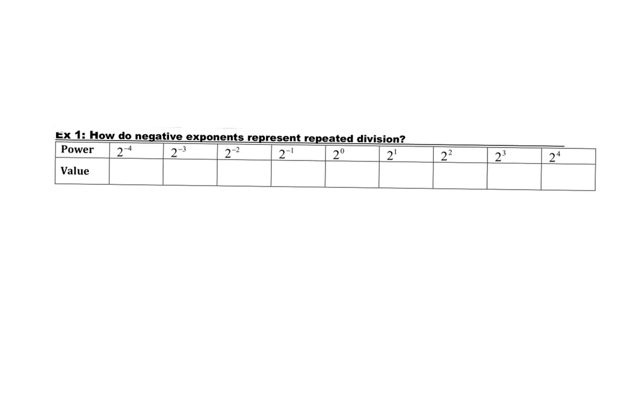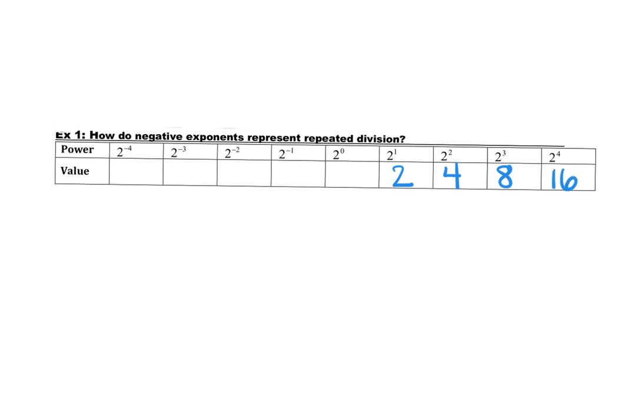We have evaluated the positive exponent, so starting with 2 to the first power, we know that that is just 2. And 2 to the second power is like taking 2 times 2, and so we'll have 4. 2 to the third power is 2 times 2 times 2, so then we'll have 8. And 2 to the fourth power is equal to 16.